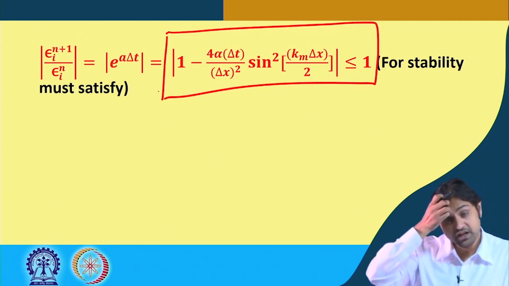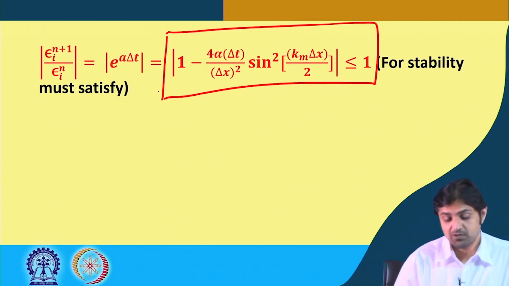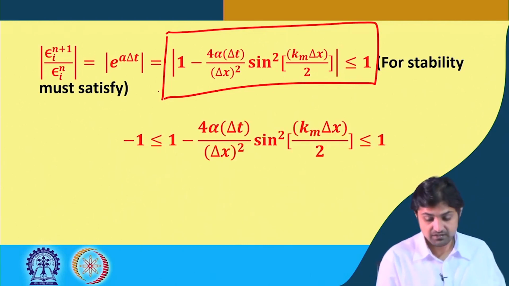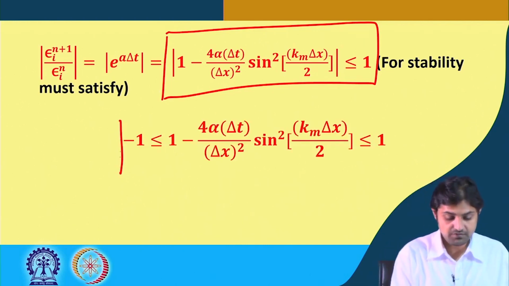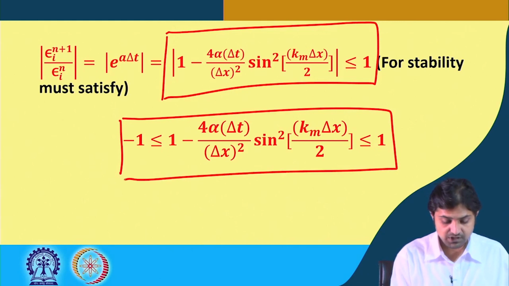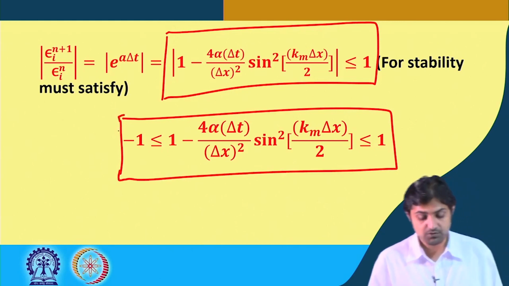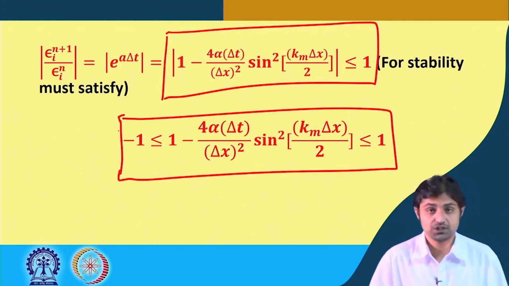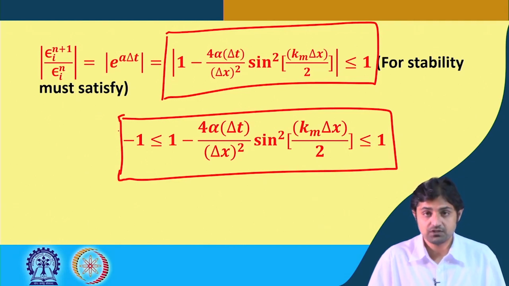Mod of 1 minus 4 alpha delta t by delta x square sine square km delta x by 2 must be less than 1. All right, or in other words, this equation. I think if you can remember this equation, it will be quite good. So just remember this final equation, not the entire derivation, but you should be able to follow what has been done from the lectures.